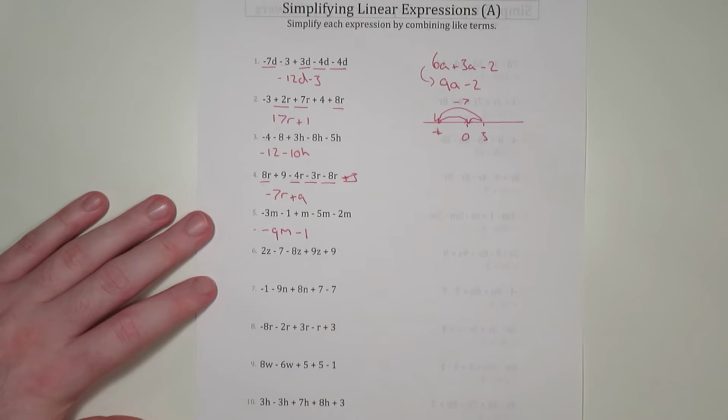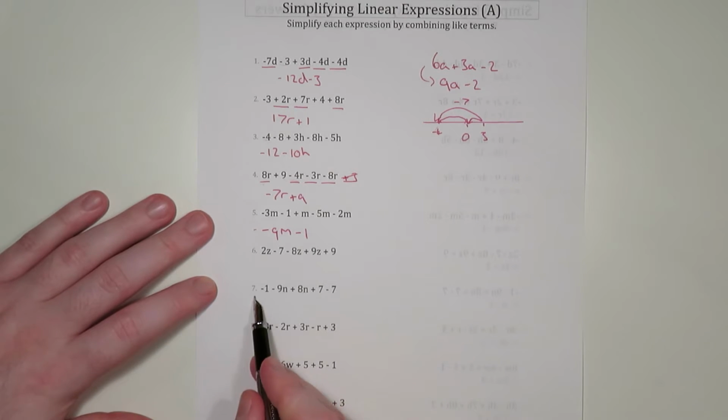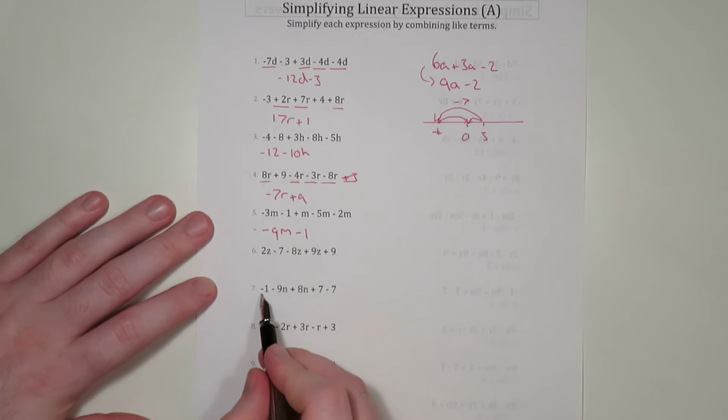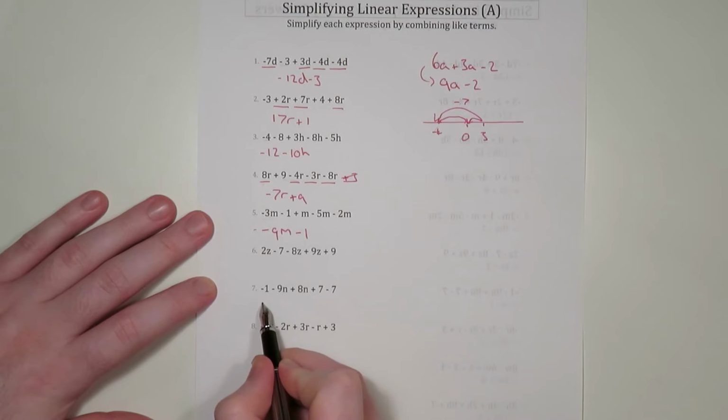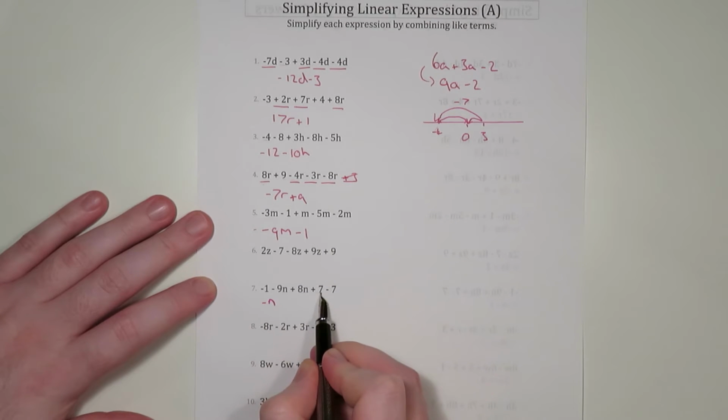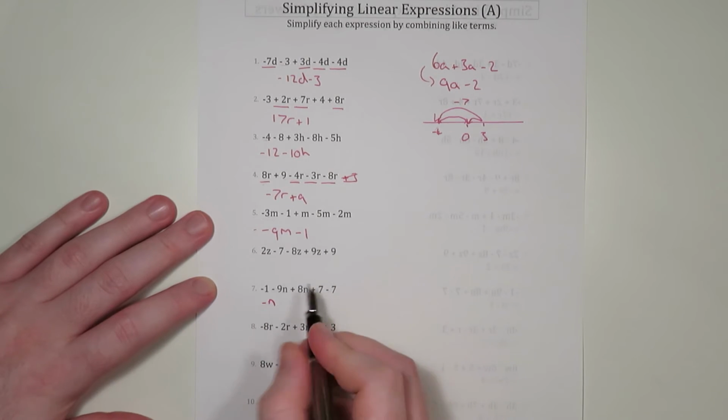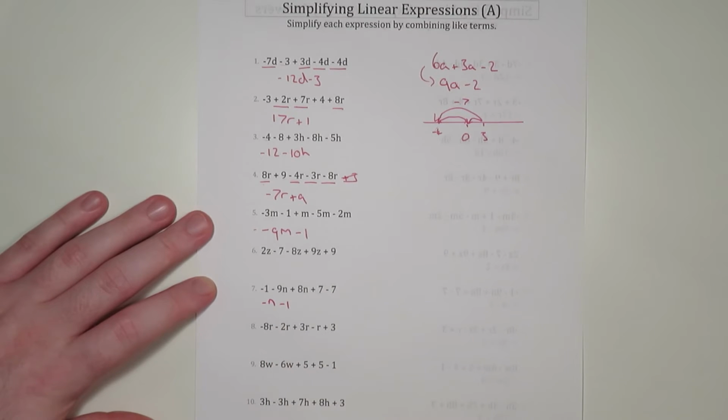So please feel free to pause the video and have a go with the other 5 examples, just in case you need a little bit of help. We'll look at this example here, question 7, together, and then I'll turn the page over so that you can see the answers. So we have minus 1 minus 9n plus 8n plus 7 minus 7. Okay, so we have 8n subtract 9n, which is minus n. We have 7 subtract 7, which is 0, minus 1. So that's a nice easy one.